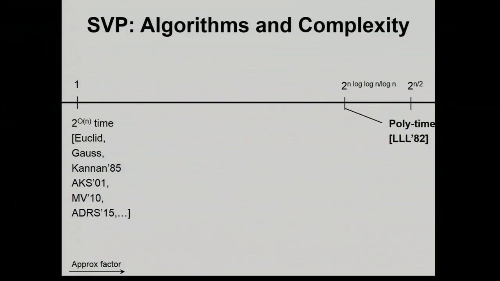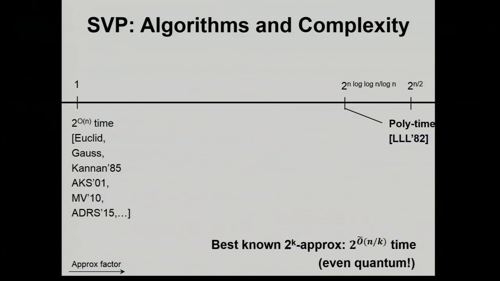You can improve this a little bit to whatever this number is, n log log n over log n. Okay, that's the best known. In fact, you can interpolate between these two extremes, and you can get 2 to the k approximation in between in about 2 to the n over k time. Tilde hides log factors, right?